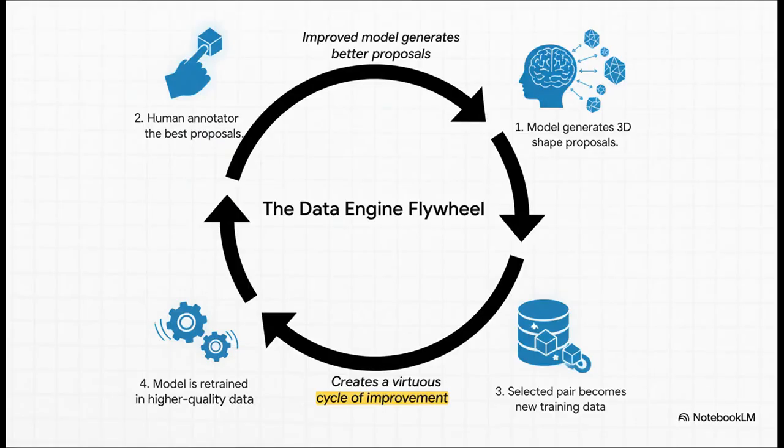And this is what creates this amazing feedback loop, what they call the flywheel effect. The model helps make the data, the humans pick the best data, that better data is then used to train a better model. And what does a better model do? It generates even better suggestions the next time around, which helps the humans create even better data. It's this incredible self-improving cycle where the model literally helps itself get smarter.